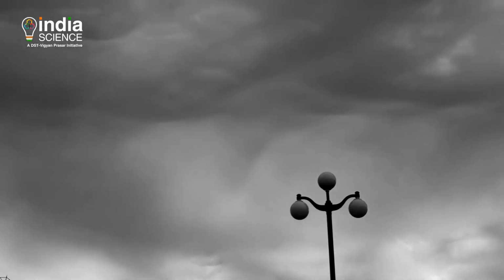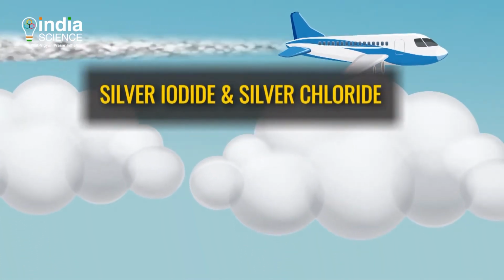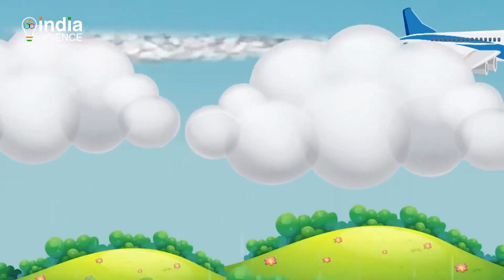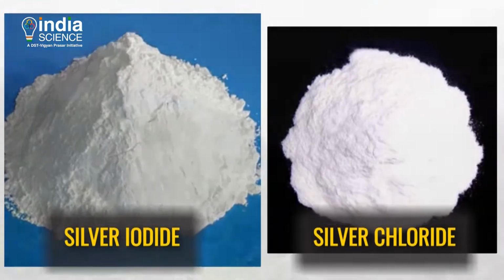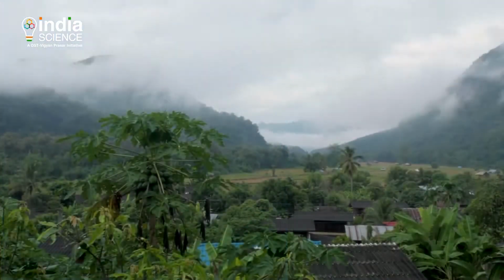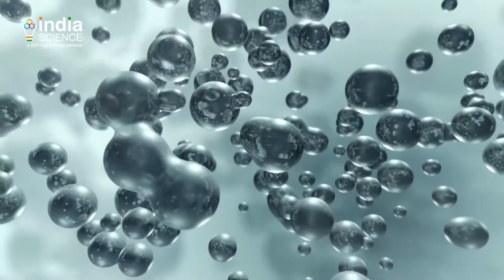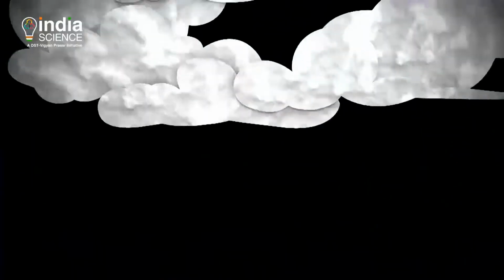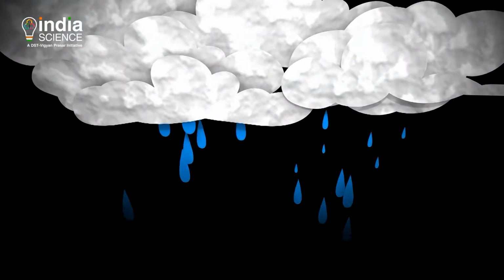In this technology, salts such as silver iodide and chloride are sprayed on clouds using a special aircraft. These salts have an affinity for water vapors, and their introduction attracts water vapors towards them, forming large water molecules. These large water molecules are heavy and hence they start pouring as rain under the influence of gravity.